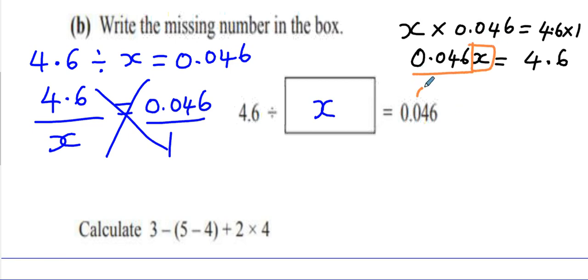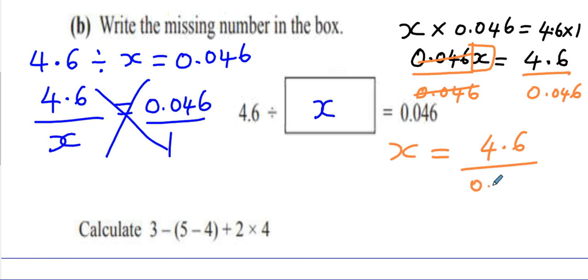So I divide by 0.046, divide by 0.046. This will cancel, so that will be x equals 4.6 divided by 0.046. Okay. Now we have done plenty of these questions. You have in the numerator 1 decimal place, and in the denominator you have 3 decimal places. So multiply by 1,000 over here, and multiply by 1,000 over there. What will be the value of x?